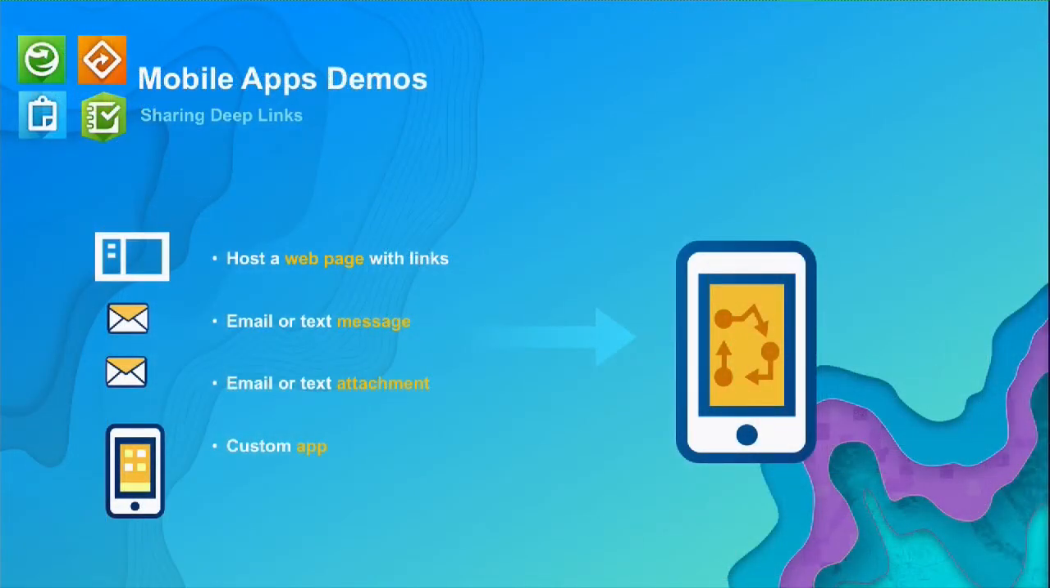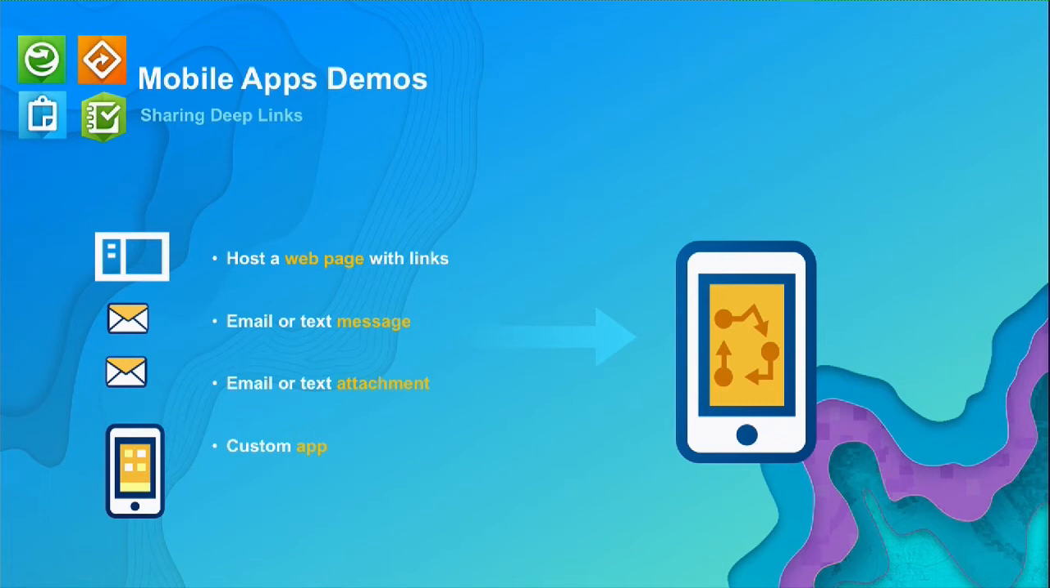Okay, so let's switch gears and talk about some of our mobile applications. But before I show my phone, let me just say that I'm going to show one simple example of how you can share these deep links, these URLs, with your field workers. But since it's just a URL, there's really any number of ways that you can share this with your field workers, all based on your workflow or situation.